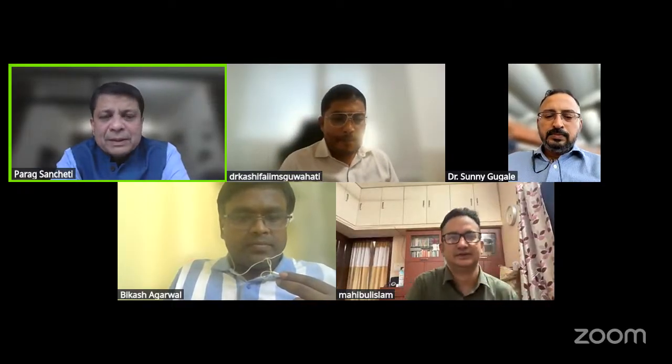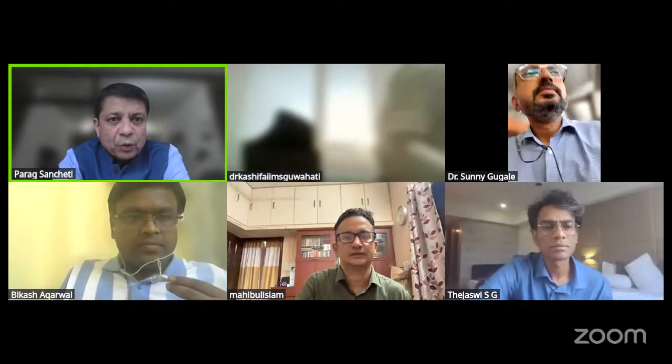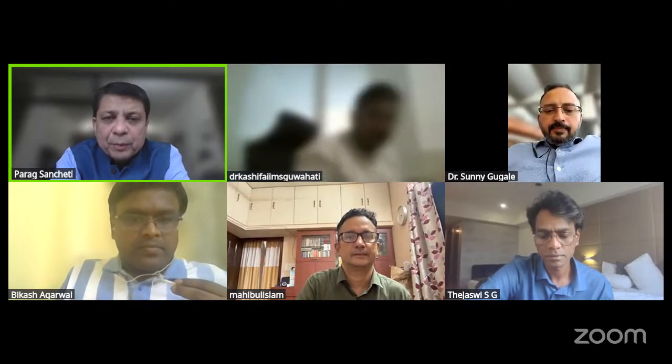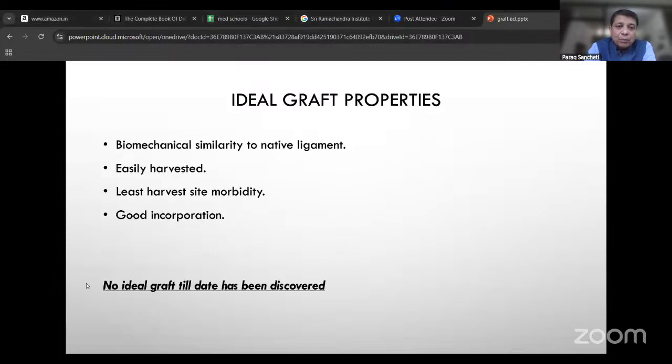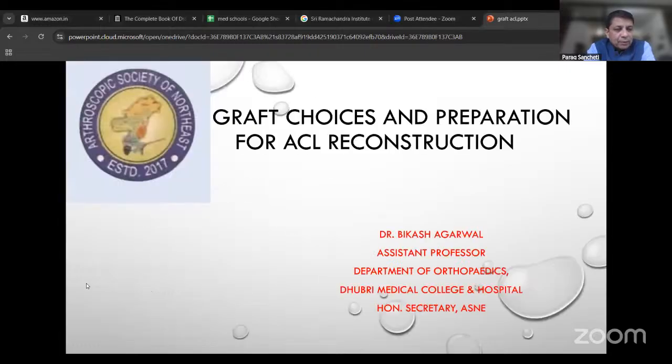So now, after a basic talk on portals, which was very elegantly taken by Dr. Kashif, let's move on to the second talk on graft choices. ACL reconstruction is one of the commonly done arthroscopic procedures in India, and for that, the graft choices have now become a little controversial, with the options of peroneus longus, quadriceps, semitendinosus gracilis, and bone tendon bone. So let us hear from Dr. Bikash. How do you decide what is the graft choice for your primary ACL reconstruction? Dr. Bikash, please.